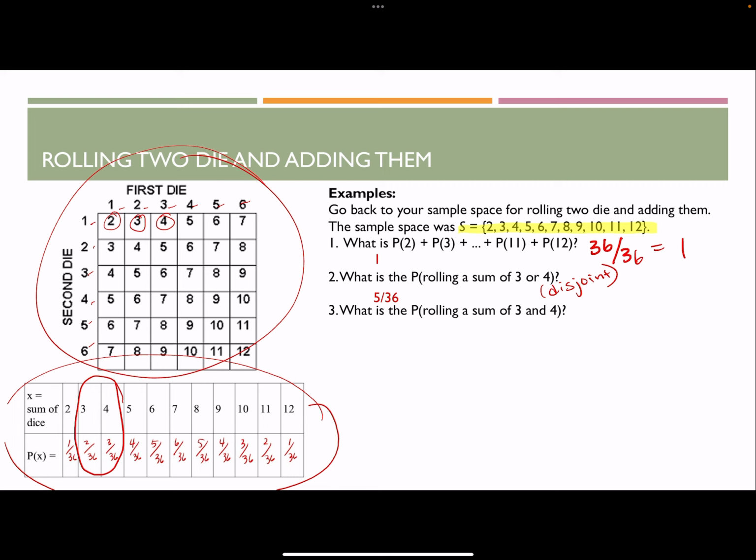Now, think about that rule that we just talked about. If two events are disjoint, what's the probability of one and the other? What's the probability of A and B? So in other words, what is the probability of rolling a sum of a 3 and a 4 at the same time? It's impossible. It can't happen. So that probability is 0.